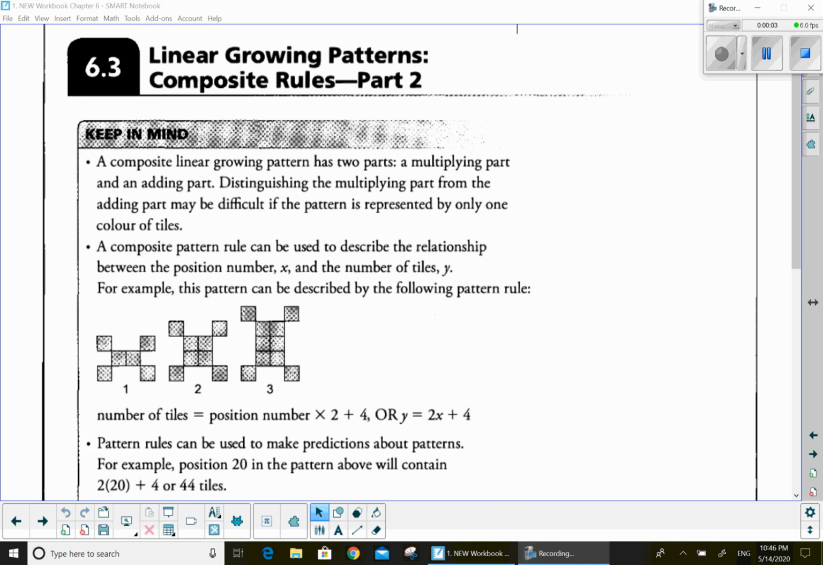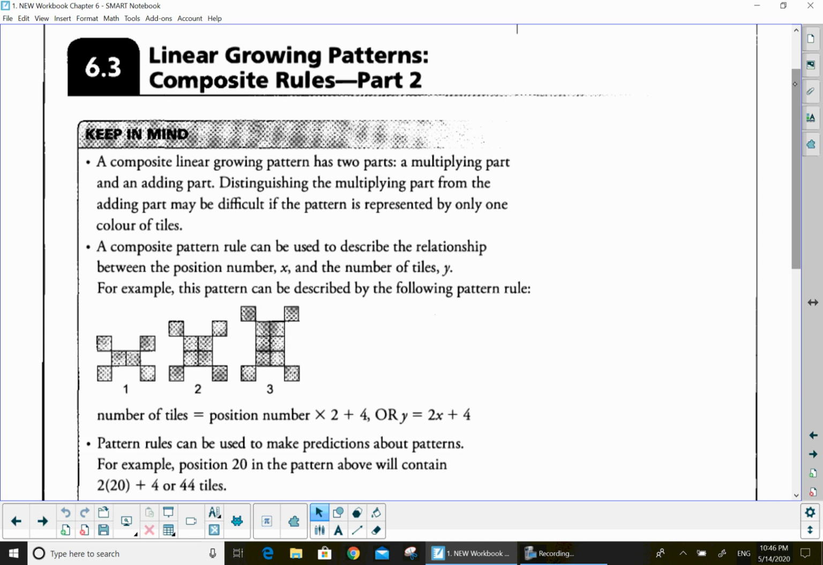Hello team, this is section 6.3. We are moving on in linear growing patterns, composite rules. It's an extension of section 6.2, and really it's the same thing, it's just kind of pushing it up a little in terms of difficulty.